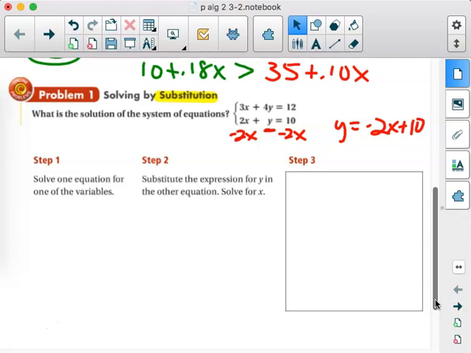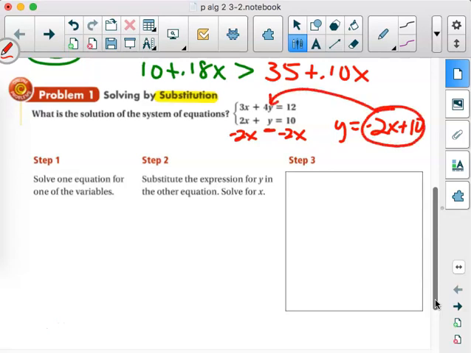All right, so what I'm going to do, since y equals all of this, is take all of this and put it right there, right behind the 4. So it's going to say 3x plus 4 times negative 2x plus 10 equals 12.